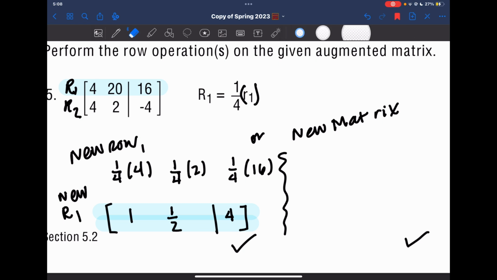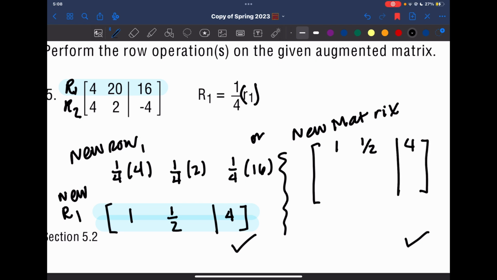So it's going to be 1, 1/2, and 4. That's the new row 1. And then you keep the original row 2 because we didn't do any math operation to impact the second row. So it's going to be 4, 2, and negative 4. Both of these, again, are acceptable answers. And you replaced row 1 in the new matrix.